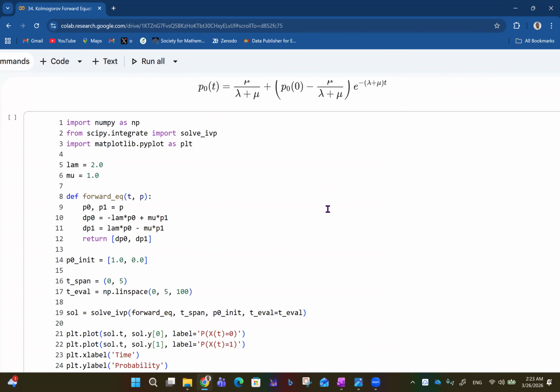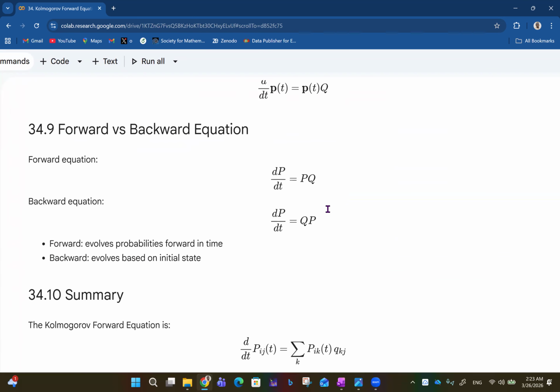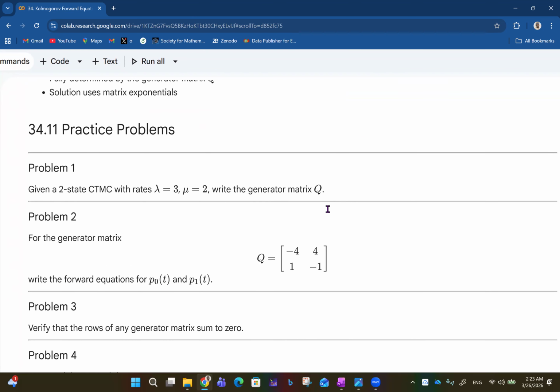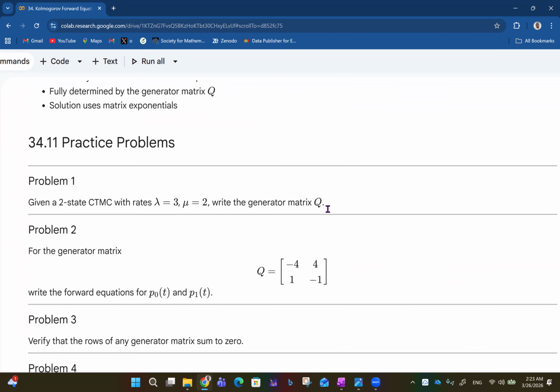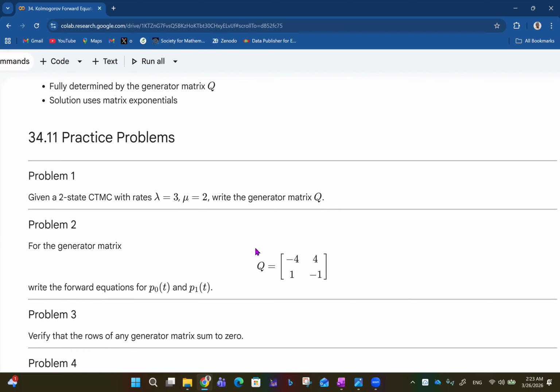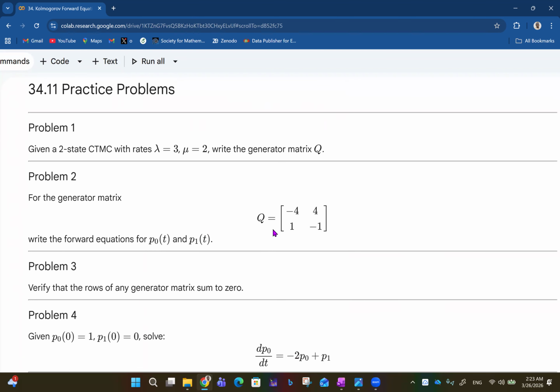So that's the kind of thing we're going to have: minus lambda, lambda, mu, minus mu. For these values it's minus 3, 3, then 2, minus 2. Then for the generator matrix, Q equals minus 4, 4, 1, minus 1. Write the forward equation for P0(t) and P1(t).